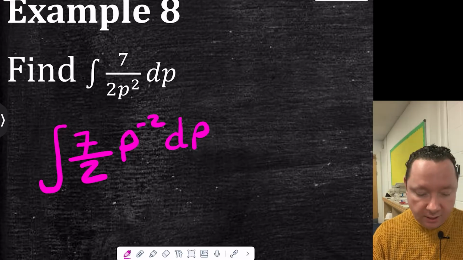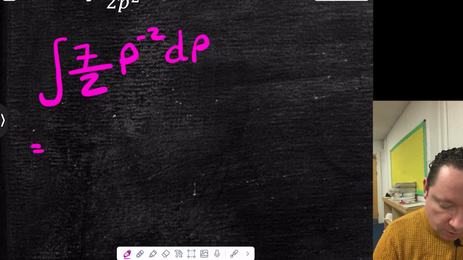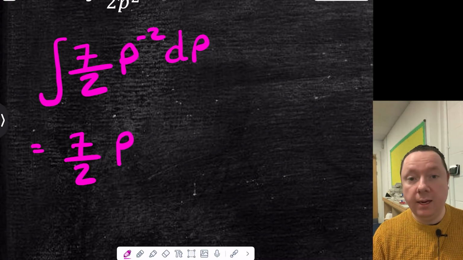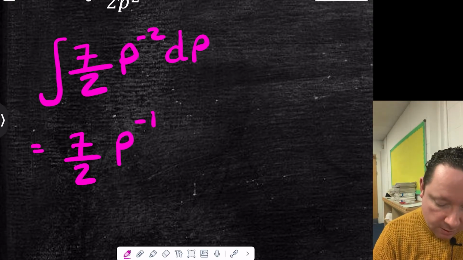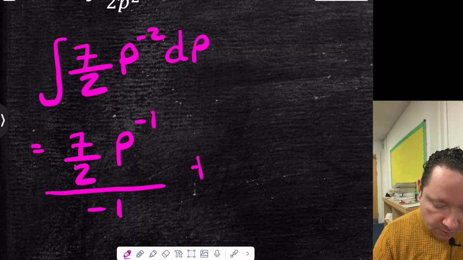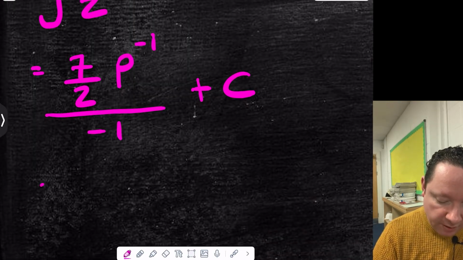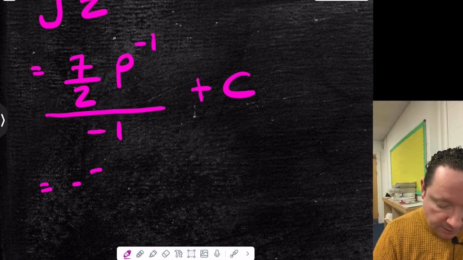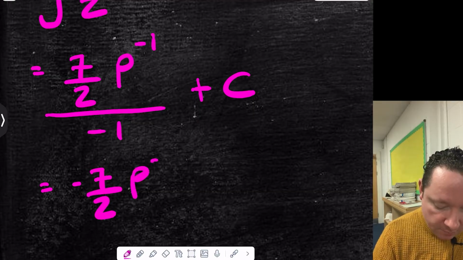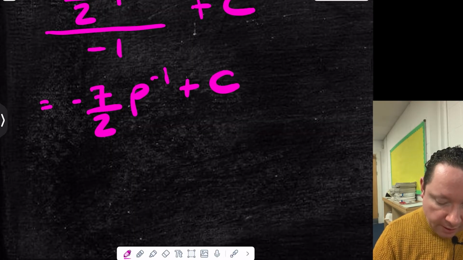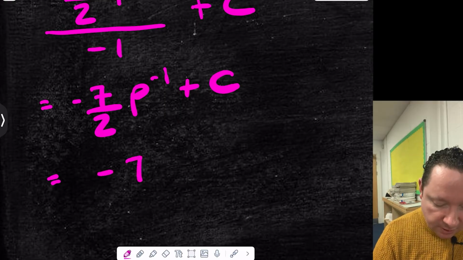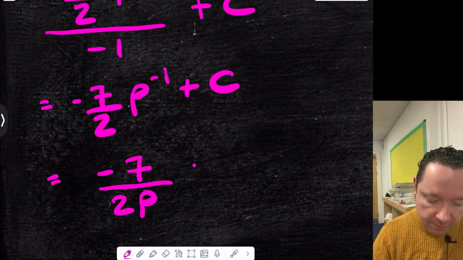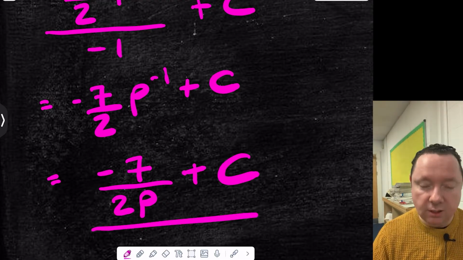So then we can just integrate as normal. That equals 7 over 2 just stays where it is. P, add 1 to the power, minus 2 becomes minus 1. Divide the whole thing by the new power, plus c. A fraction divided by minus 1 is just, well, 1 goes into 7 over 2 times. So it's just minus 7 over 2, p to the minus 1 plus c. Or writing it as a positive power, minus 7 over 2 p to the 1. So just leave it as 2p plus c, and we're done there.